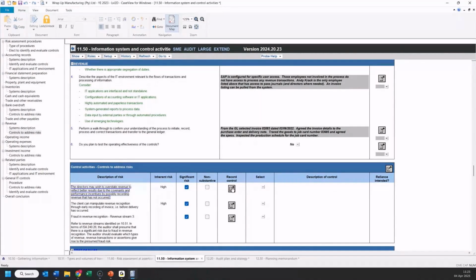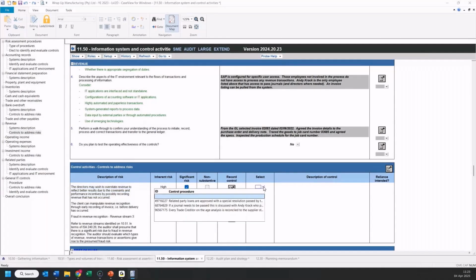So you can then either click record control to record a new control, or we can go and look at the controls that are already recorded. There's a list of them, and these ones unfortunately relate to journal entries, things like that, so none of the controls that we need. So we are then going to have to go and record a new control. So, record the control, we go into the control dialog.